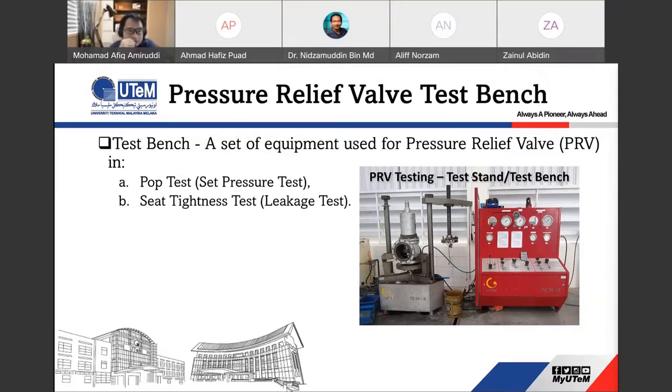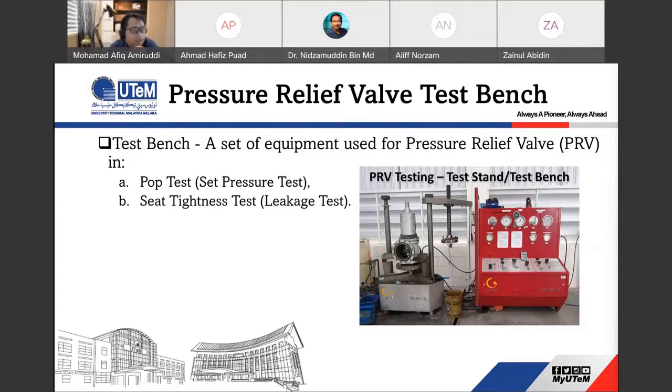So this is the pressure relief valve test bench. I think maybe some industry sectors aren't aware that the PRV needs to be calibrated. Sometimes they use it for a very long time and aren't aware of the need to check their PRV, PSV during operation. So it's very dangerous if the set pressure deviates from the original one.